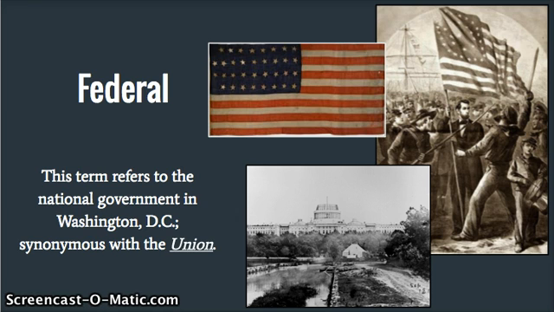The next term we'll be exploring is the term federal. This term refers to the national government in Washington, D.C. During the Civil War, it was used to differentiate between the Union, with which it's synonymous, and the Confederacy. It was represented by the flag pictured here, which is very similar to the one the federal government still uses today.